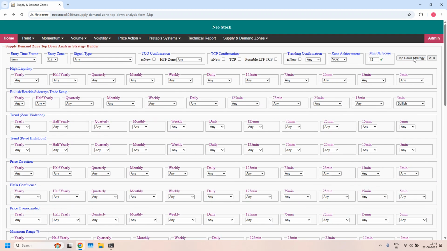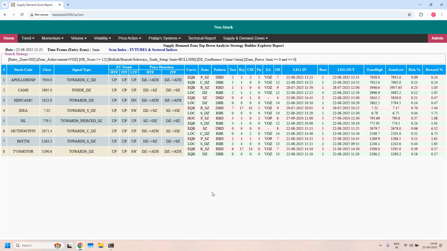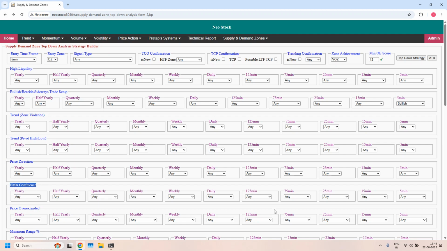By applying the filter, we got 8 stocks. In all 8 stocks, the 5 minutes demand zones are overlapped with the 15 minutes demand zone. All these 5 minutes demand zones are overlapped with 15 minutes demand zones in all the stocks. And also the 15 minutes trend, that is the ITF trend, is an uptrend. So let's further filter if any 15 minutes demand zone has daily EMA confluence.